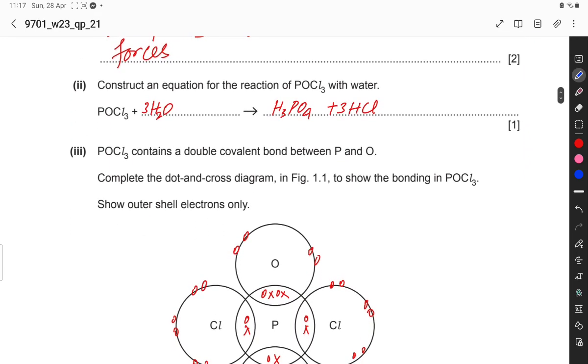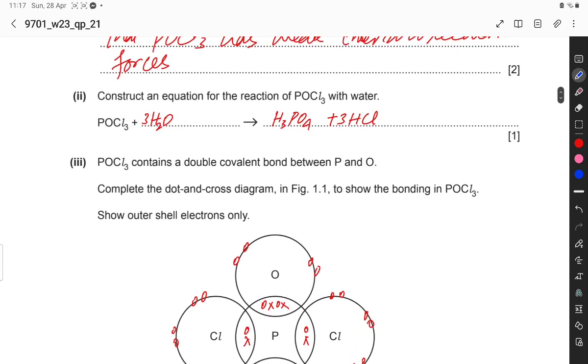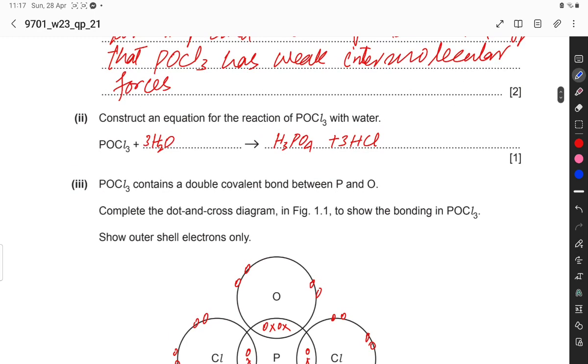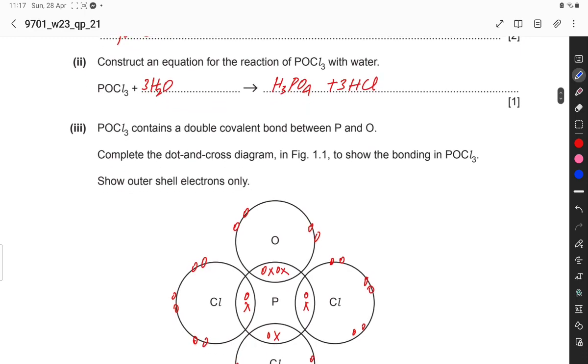Construct an ionic equation for the reaction of POCl3. Like PCl3 with water, it is a hydrolysis reaction, and a similar reaction is shown by POCl3 when it reacts with water: phosphoric acid and hydrochloric acid are formed.